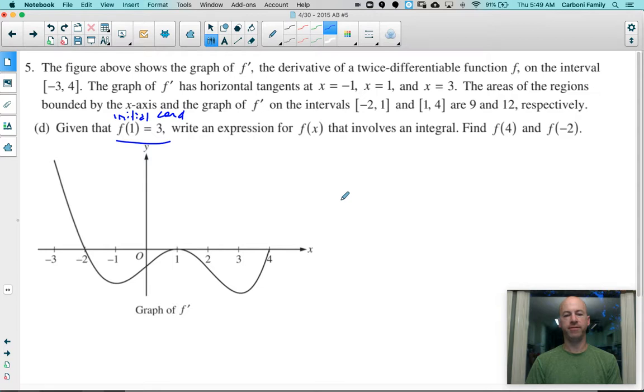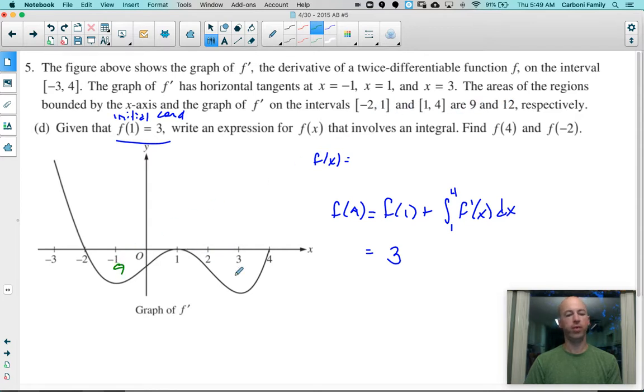And so if I want f of 4, I'm going to leave a little bit of space because I'm going to come back up and write an expression for f of x up here. So f of 4 would be my initial condition plus the area from 1 to 4 of f prime of x. Well, this is going to be fairly easy to do because f of 1 is given, and in the paragraph they tell you that the areas from -2 to 1 and 1 to 4 are 1 and 12. And so the area from 1 to 4, well, you have to remember that this is below the x-axis. So while the area is 12, the definite integral will have a negative value. So it's 3 plus -12 would give you a value of -9 for f of 4.